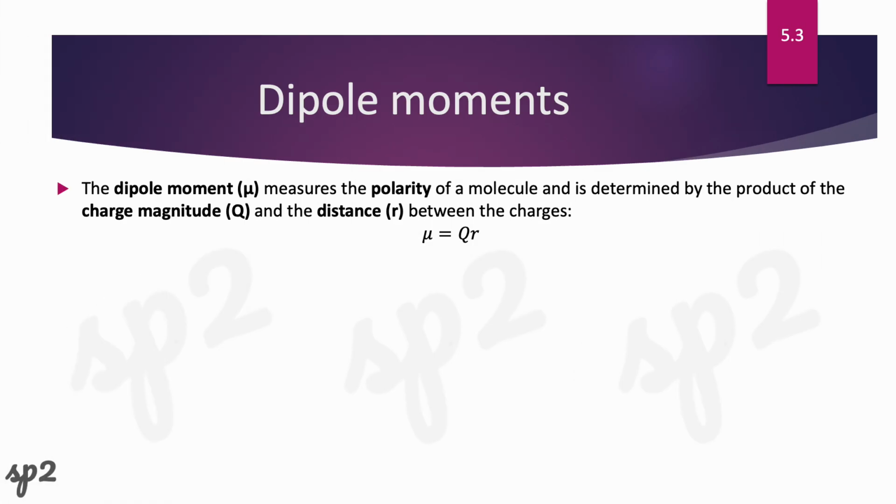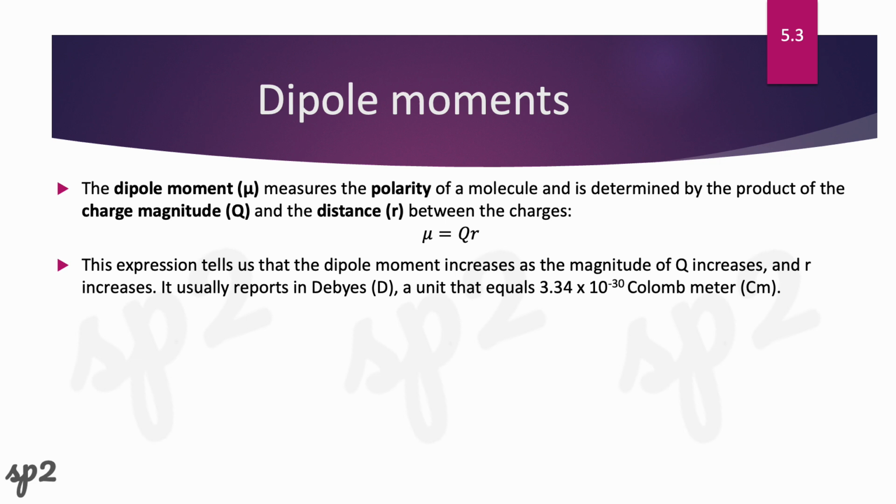Now, in order to measure the polarity of our molecules, we are going to use dipole moment, okay, which is going to be determined by the product of the charge magnitude and the distance between the charges. So this mu here, right, this is your dipole moment that goes by Q times R. The expression tells us that the dipole moment is always increasing as the magnitude of the charge increases, and the R, which is the distance between the charges, increases, right?